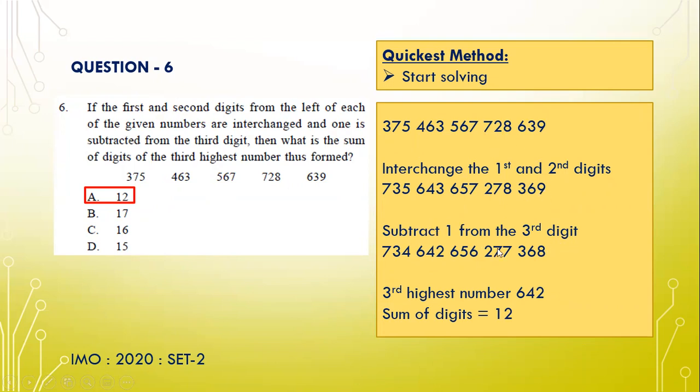Subtract 1 from the third digit. So 735 minus 1 is 734. 643 minus 1 is 642. Similarly, 656, 277, 368. And the third highest number, what is the third highest number?